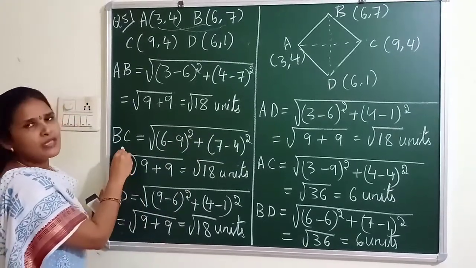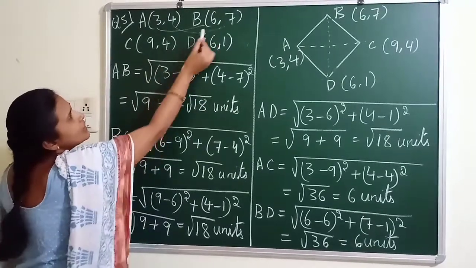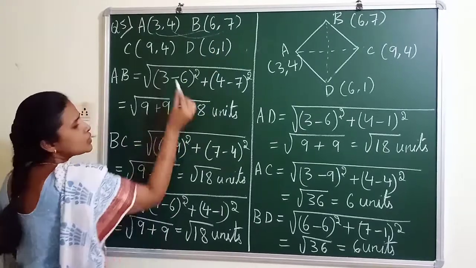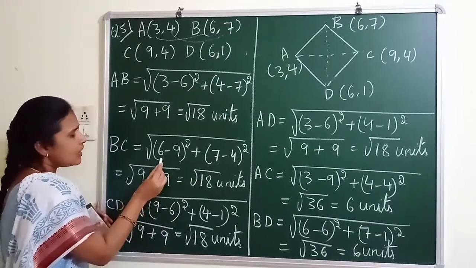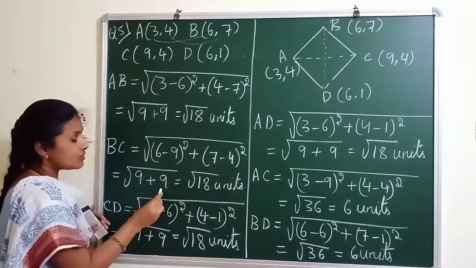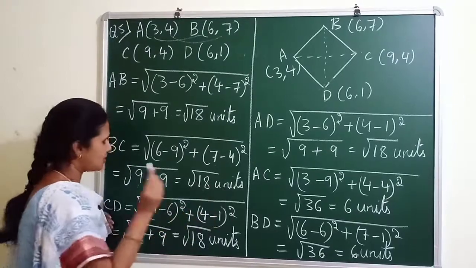Next, the length of BC. So just see here and find out the length of BC. (6 minus 9) whole square plus (7 minus 4) whole square. That is, again you will get minus 3 square, that is 9. And minus 3 square, that is 9. 9 plus 9 is root 18 units.